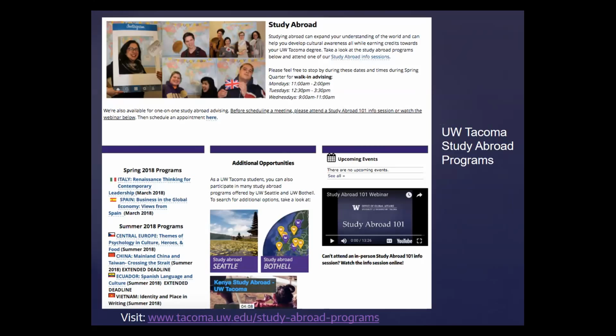Current and upcoming UW-Tacoma study abroad programs are listed on the left-hand side of our study abroad programs website. Click on each program to learn more and apply. Remember, programs vary by length, credits, etc.